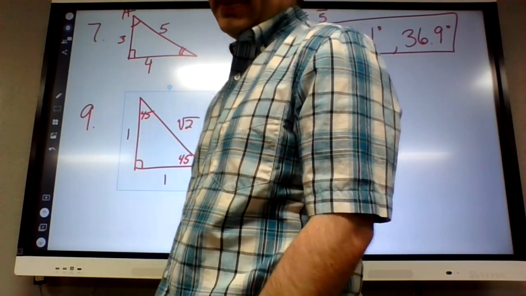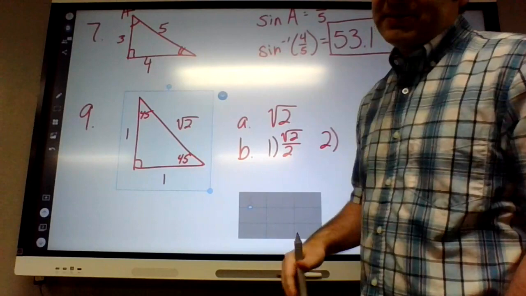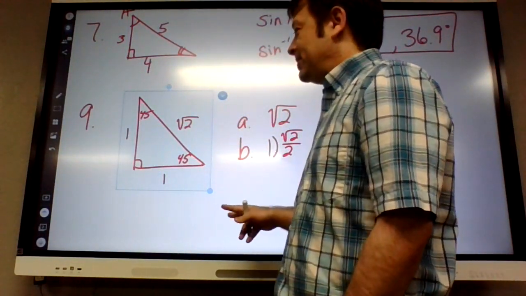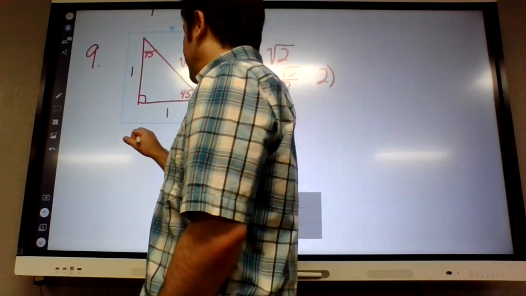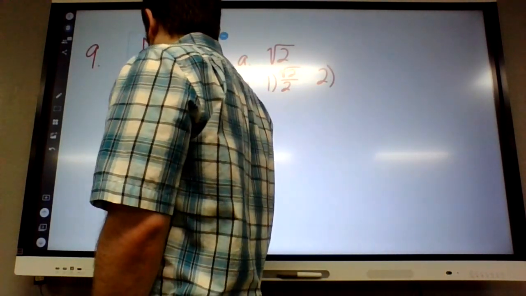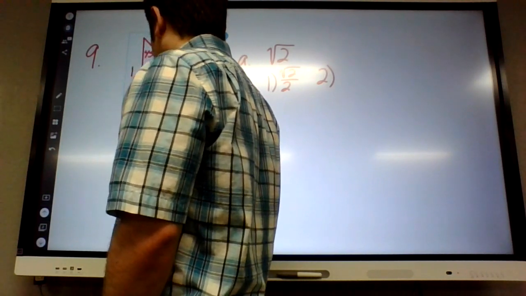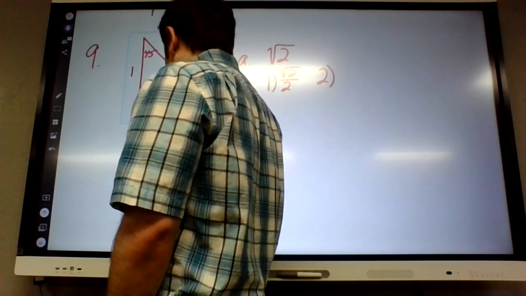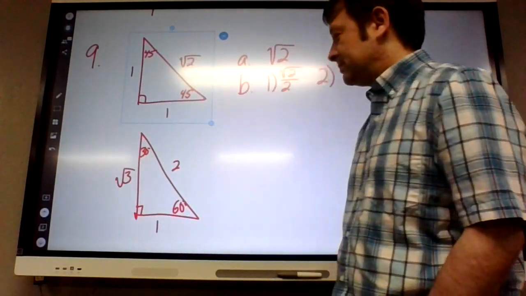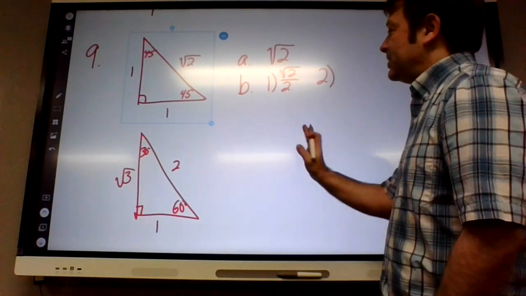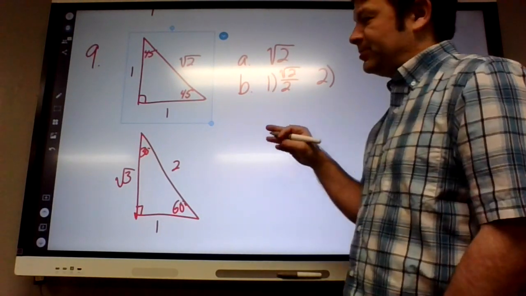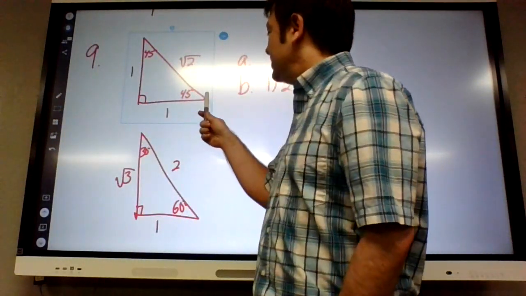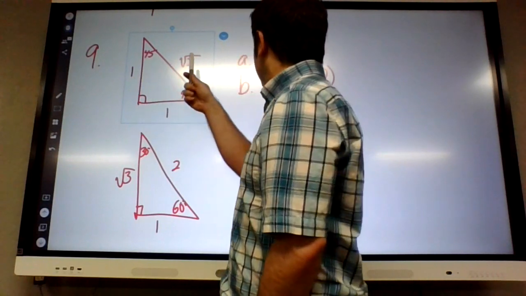This is ridiculous. Sine of 60. Wait, I'm on the wrong problem. Sine of 45. Number 10 is a 30, 60, 90. Do you guys remember the 1, 2, square root of 3? Okay, this would be the 60 and this would be the 30. Anyway, that's not number 9. Okay, number 9, part 2 was sine of 45. Sine of 45 is opposite over hypotenuse.